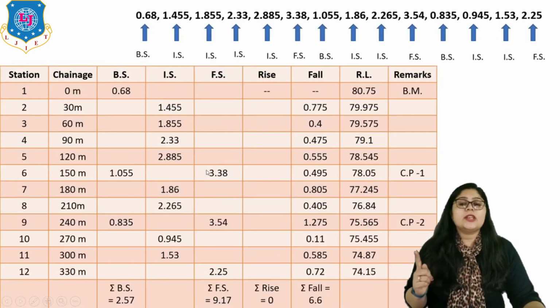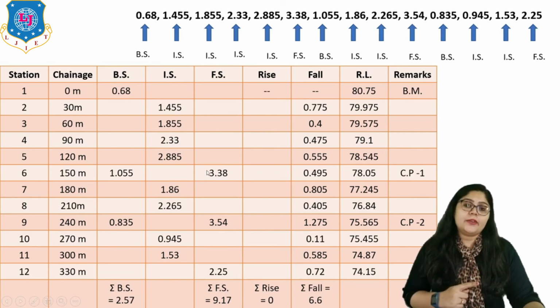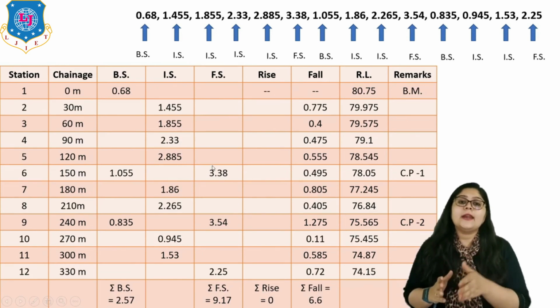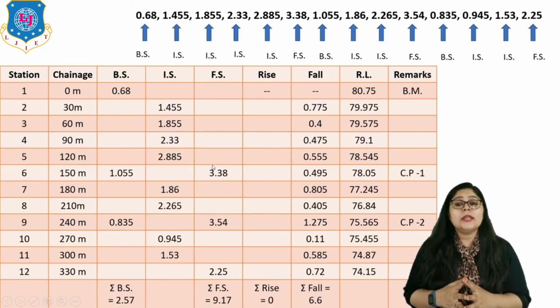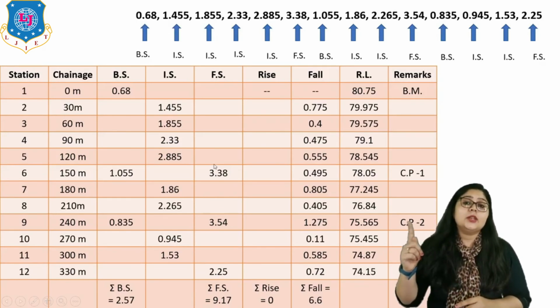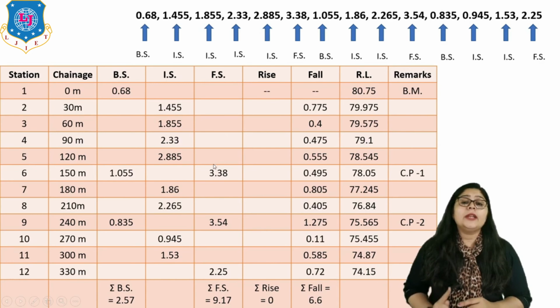Here you can see the station, chainage, BS, IS and FS. Again, it is a rise and fall method, so rise and fall, then after that RL and remark. Here you have seen that the chainage is 30 meter. That is why I have written in chainage 0, 30, 60, 90, 120, 150 till all my points are covered.